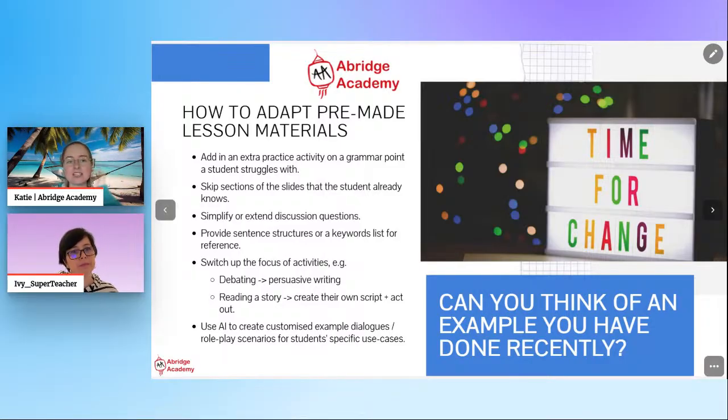I love that idea. I think maybe we'll just wrap up this particular section about adapting lessons and move on to the other stuff, just because I'm aware of everyone's time. Yes. So it's because of some of the ideas we talked about there in terms of how to adapt pre-made lesson materials, which means you can save time and not have to make everything yourself from scratch, but still making it customized around the student's specific goals. Things like adding in extra practice activities on a particular grammar point or a skill, like we talked about the essay skills, for example, a student is struggling with.